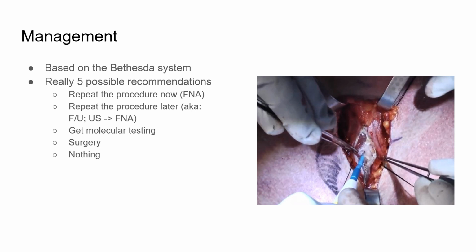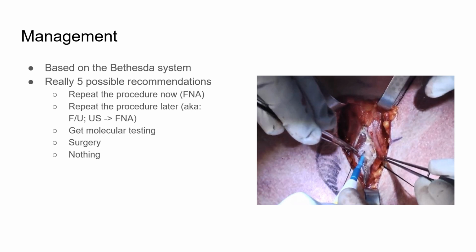So like that last column in there, it then moves on to management of the condition. This here to your right is a surgical excision of the thyroid, and it is one of those 5 possible recommendations.